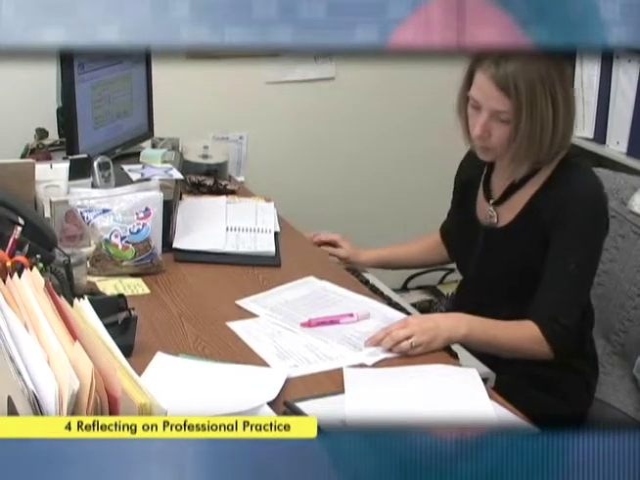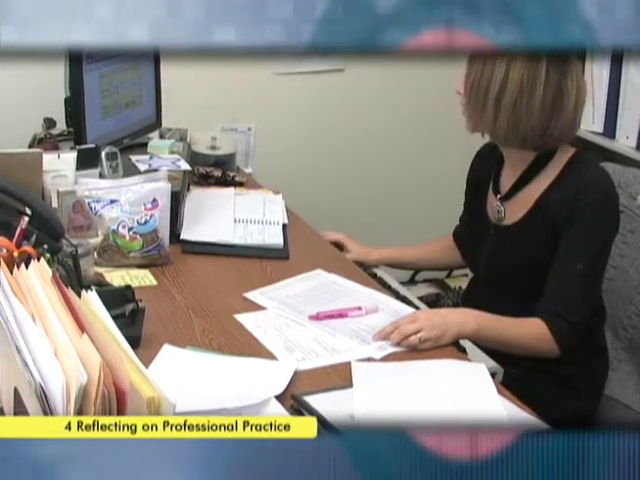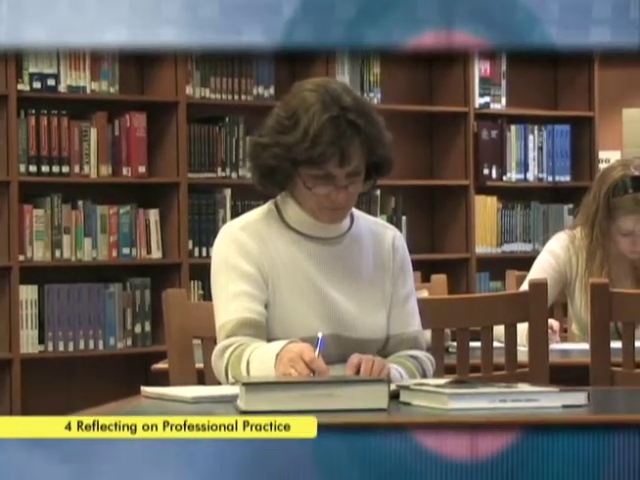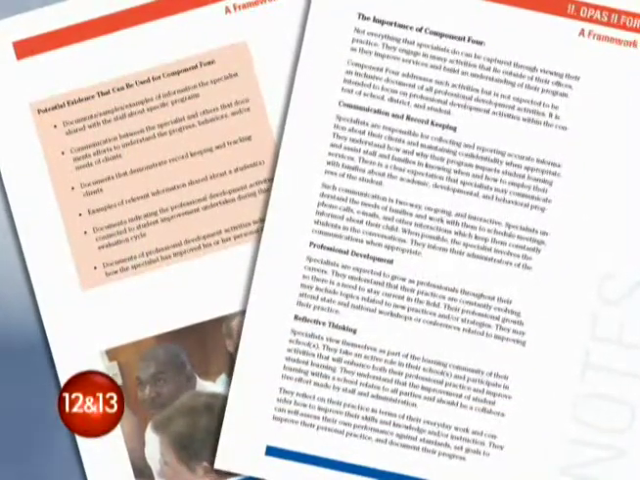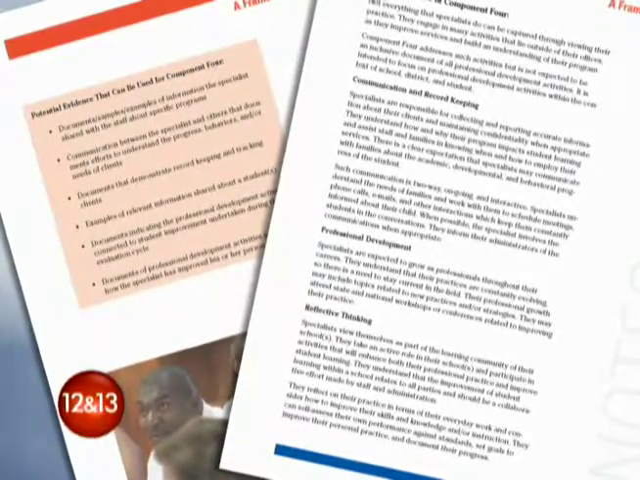Reflecting on professional practice: the specialist engages in reflective thinking as an individual, as a team participant, or as a school and community member with the goal of improving professional practice and delivery of service. Pages 12 and 13 of your guide include additional notes on Component 4 and a list of potential evidence.